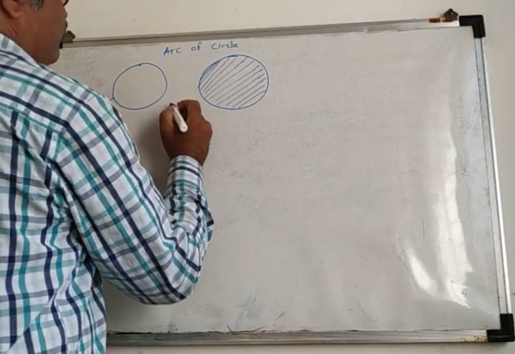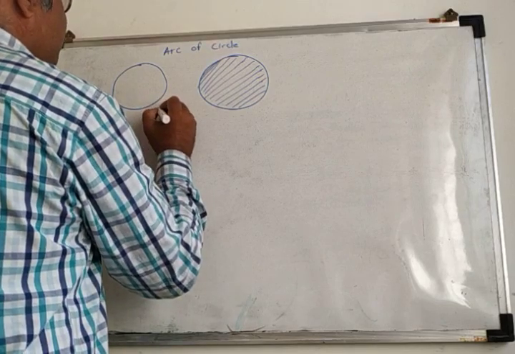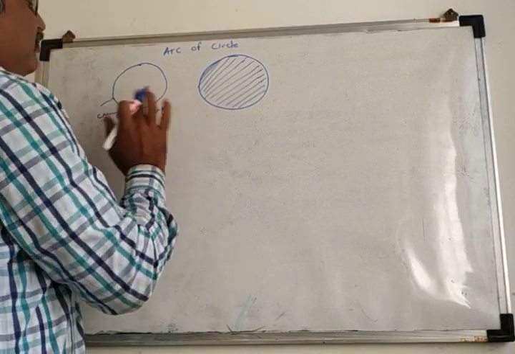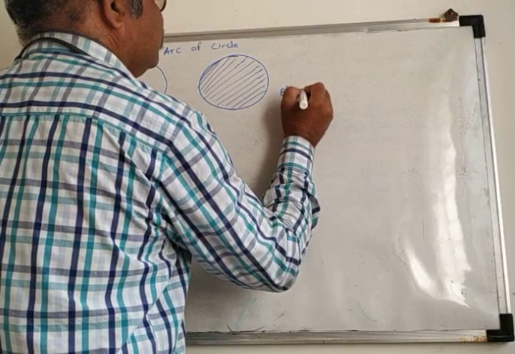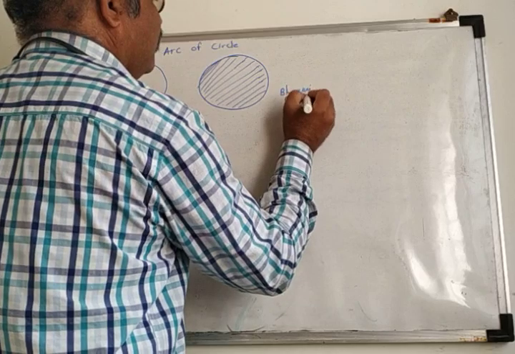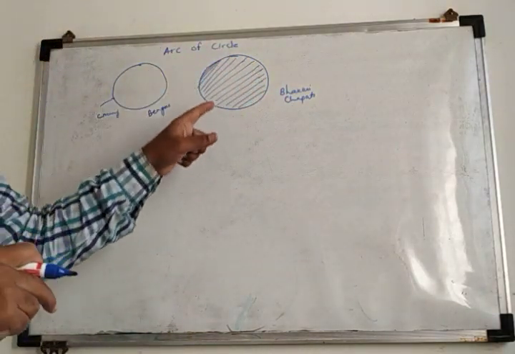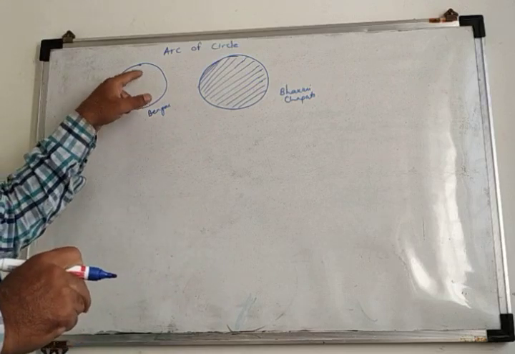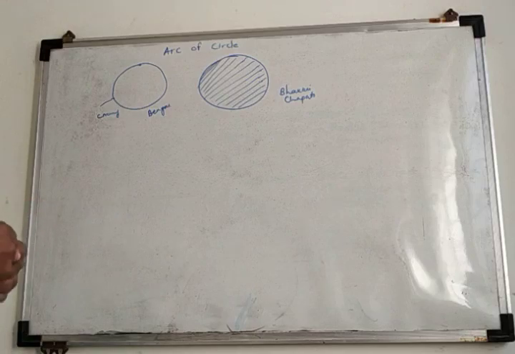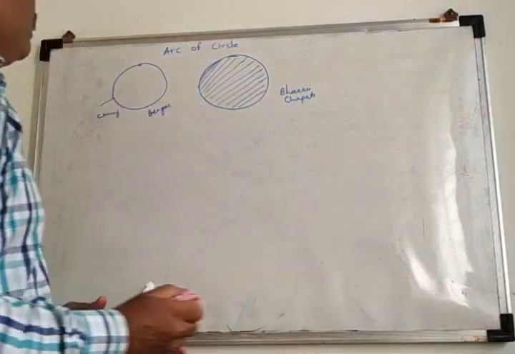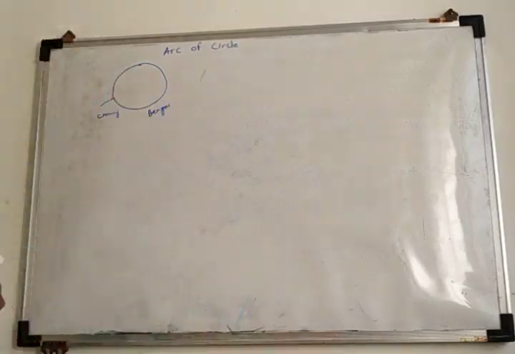So in very simple local language, this is nothing but a bangle, where the internal area has not been considered, and this is our bhakari or chapati. The internal part is very important for us. If somebody gives you a chapati like a bangle, then we will remain hungry forever, right? So this is nothing but a circle, and the arc of a circle is the circumference of a circle.